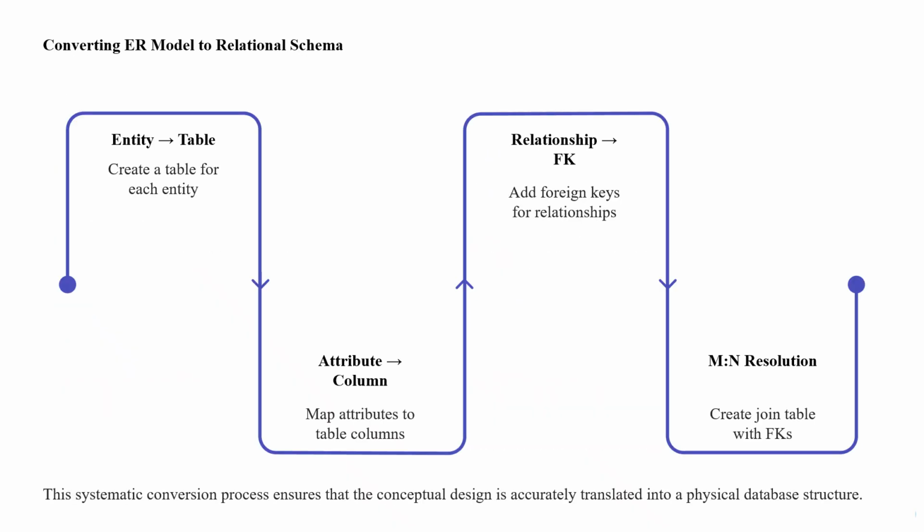Converting an ER model to a relational schema. Entity to table: we create a table for each entity and map its attributes to table columns. For relationships, add foreign keys, and for many to many resolution, create a join table with foreign keys. This systematic conversion process ensures that the conceptual design is accurately translated into a physical database structure.